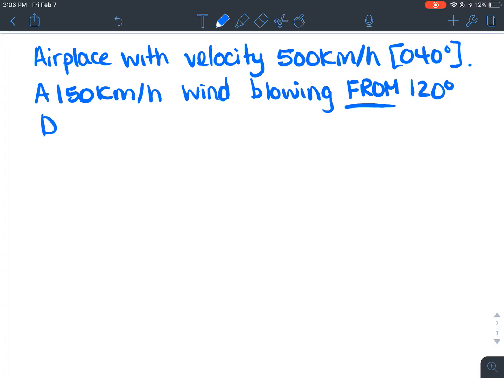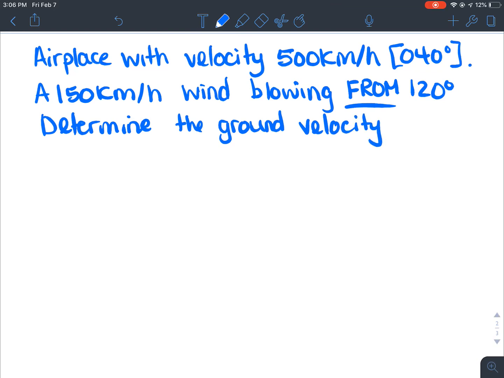We want to determine the ground velocity of the plane. That just means the velocity of the plane in relation to the ground. So how fast is it going to go when you factor in the wind? Basically we're adding two velocity vectors together. Okay, so let's sketch this thing out. It's the trickiest part, so bear with me here, because we'll see what happens.